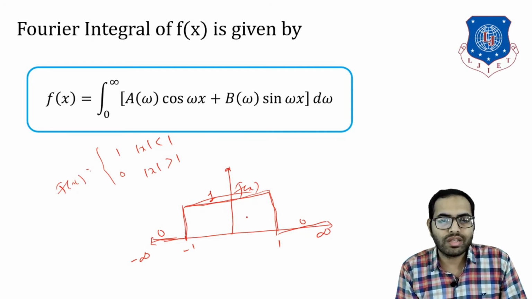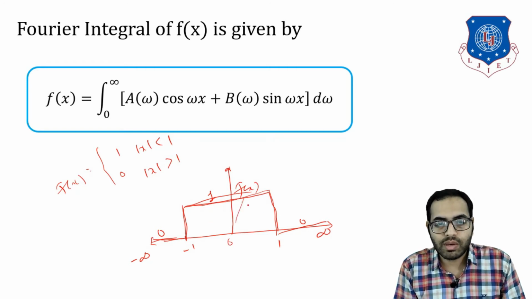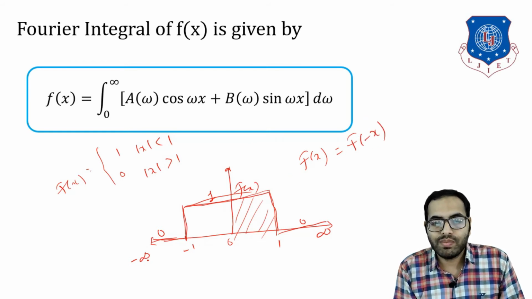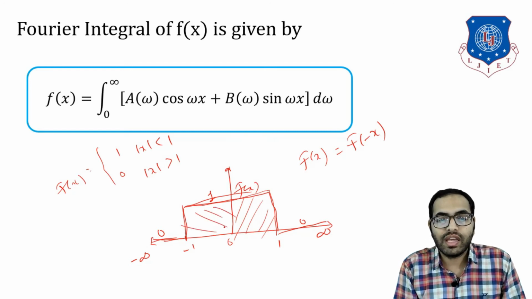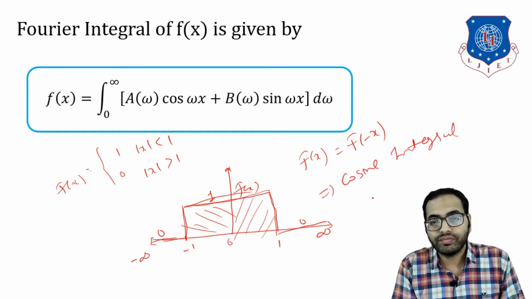Then according to this graphical representation, we can say that it is an even function, because suppose this one is the function f of x, then according to the graph, f of minus x equals f of x. Means whatever the values from 0 to minus infinity are the same as from 0 to infinity, so we can say that the given function is even. That means here we can also use the cosine integral.